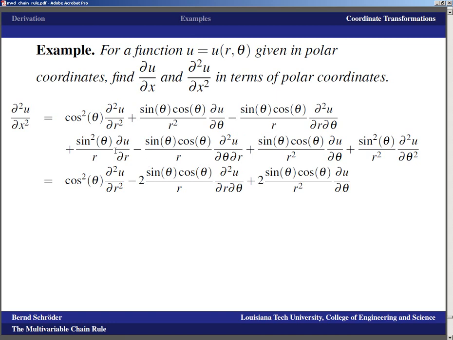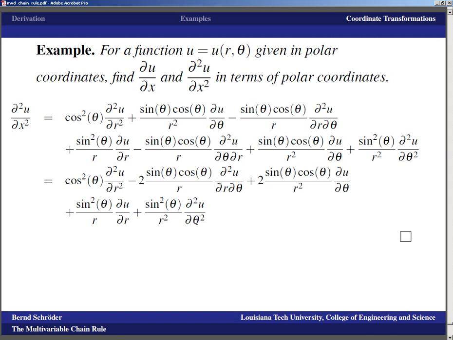Next one to collect, I think, was the partial u with respect to r, and that's just plus sine squared theta over r partial u with respect to r, because there are no further terms like that. And finally, we have the second partial with respect to theta. So that's sine squared theta over r squared, second partial of u with respect to theta squared, and that's the answer. Okay, coming from single variable calculus, this is not a pretty answer.